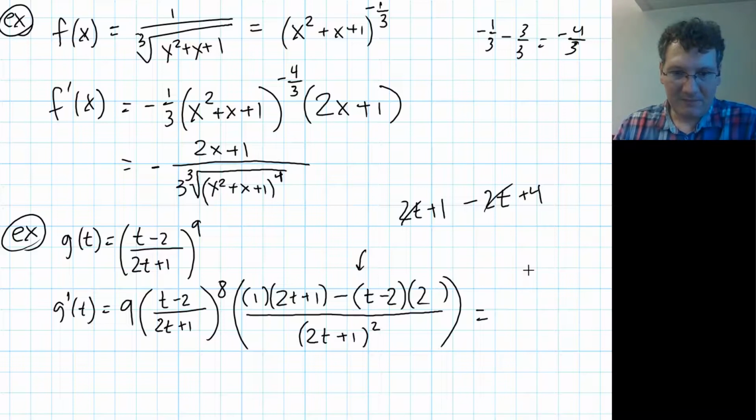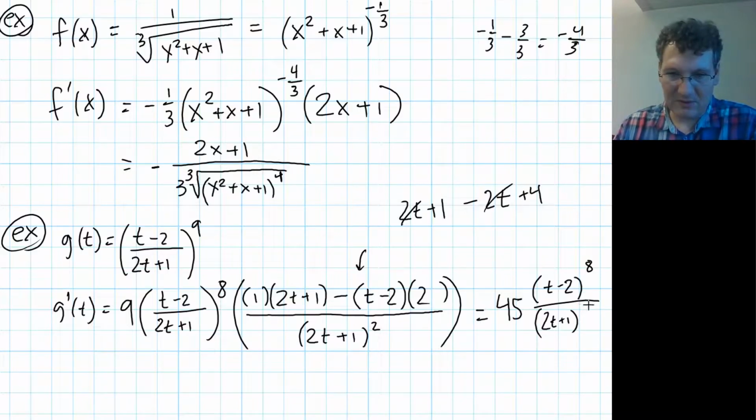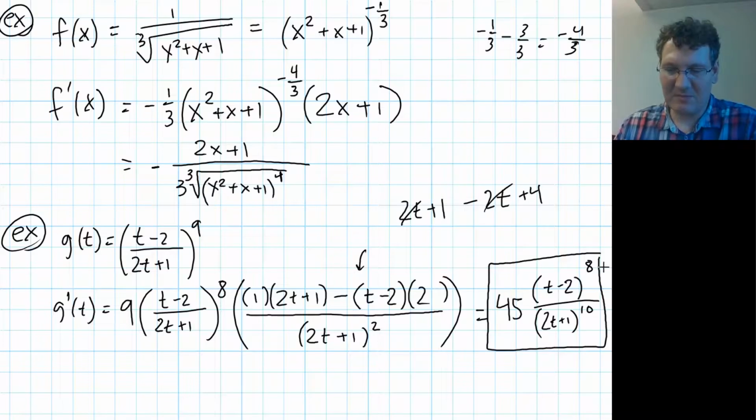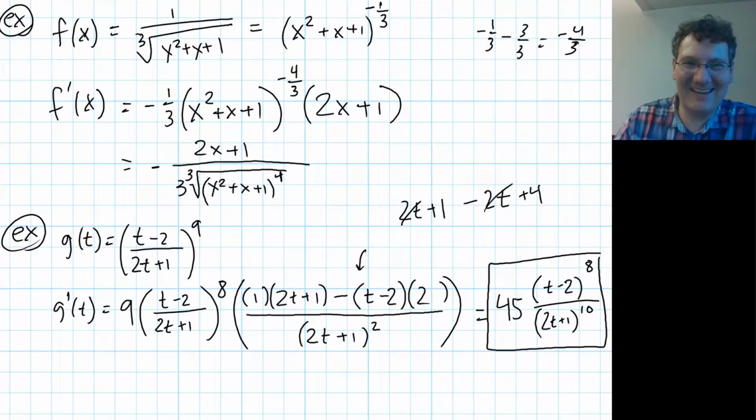5 times 9 is 45. And then we have (t - 2) to the 8th over (2t + 1), that's to the 8th and also squared, so that's all together to the 10th power. Yeah, that's nicer looking. All right, so I take it back. I am going to clean it up a bit, but that's purely for my own preference.